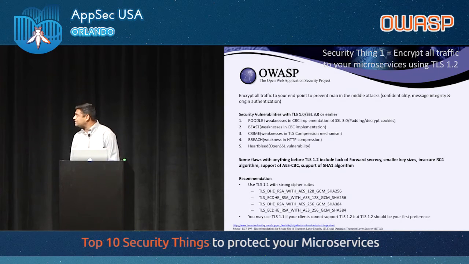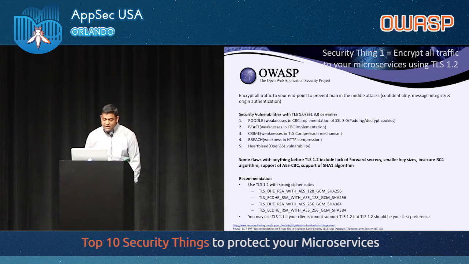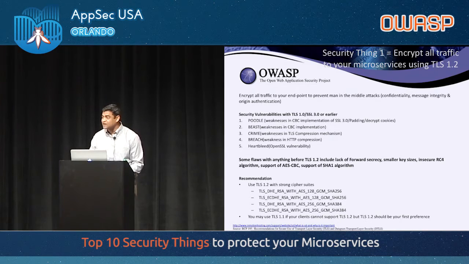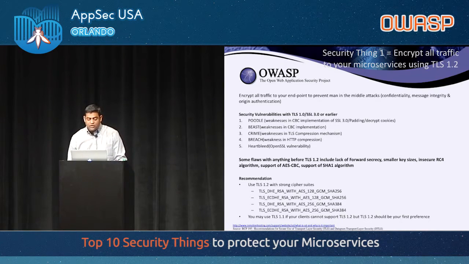BEAST is another weakness that came out that again exploits the weaknesses in CBC implementation. CRIME and BREACH, these two vulnerabilities exploit the TLS compression and HTTP compression. Basically they are trying to guess based on the compression, and then they are able to figure out the pattern of the encrypted traffic. And then we all know about Heartbleed, which is an OpenSSL vulnerability. So the bottom line is just doing TLS is not enough.